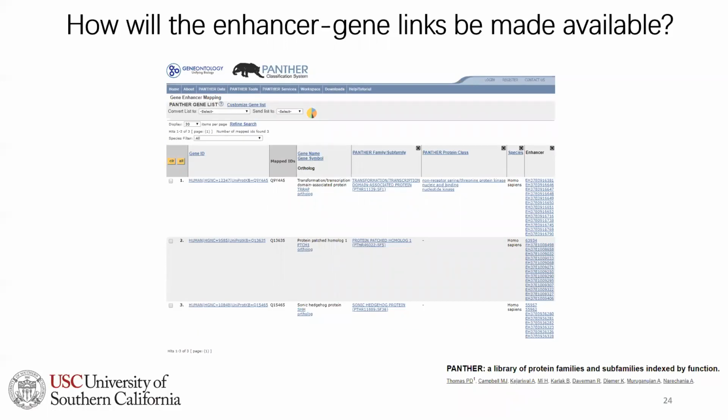So how will the enhancer gene links be made available? There's several ways I'm going to go over. This first one is on the gene list. This is the PANTHER website at pantherdb.org. On the homepage, you can upload a list of genes, or you can upload a VCF file of SNPs, and if you process these, you will then be presented a gene list. This is a really small one of just three genes, but enhancer data will be shown in the final column. For each gene, it gives you a list of all of the enhancers that were associated through enhancer data to the given gene. So that's one way.